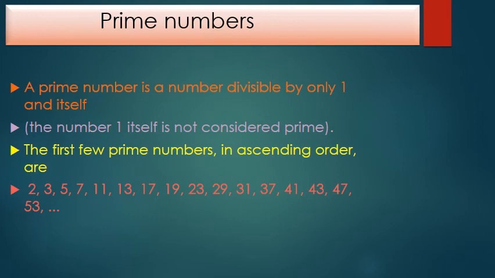So let's take 2 for an example. 2 divided by 1 equals 2, and 2 divided by 2 equals 1. So 2 is divisible by 1 and itself, and for that reason it is a prime number.